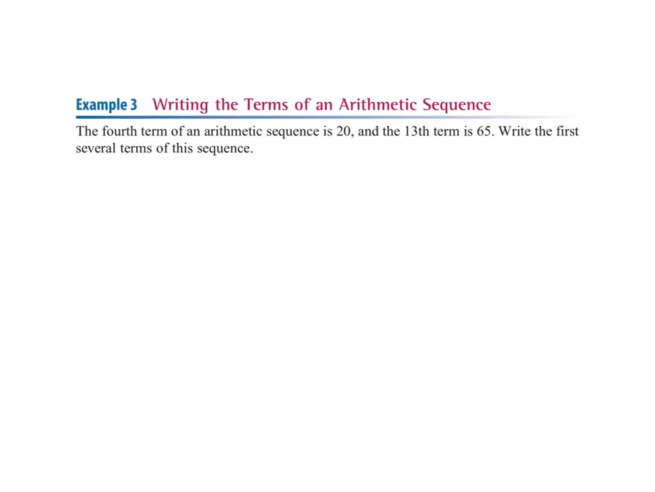All right, here's a different kind of problem. We're just going to think through this a little bit. Let's write down what we know. It says the fourth term of an arithmetic sequence is 20. So a sub 4 equals 20. Agreed? Okay, then it says the 13th term, so a sub 13 is 65. Write the first several terms of this sequence.